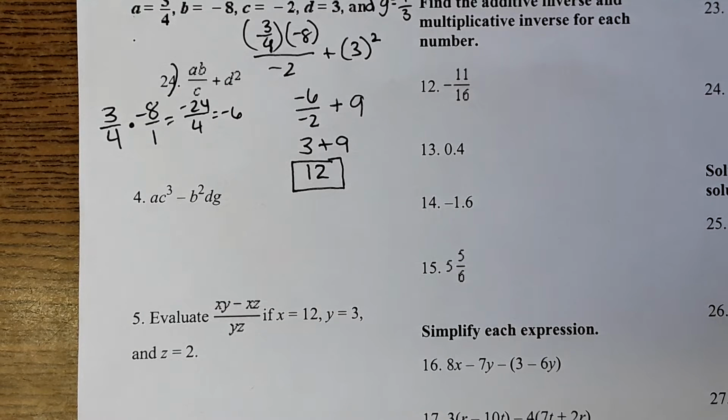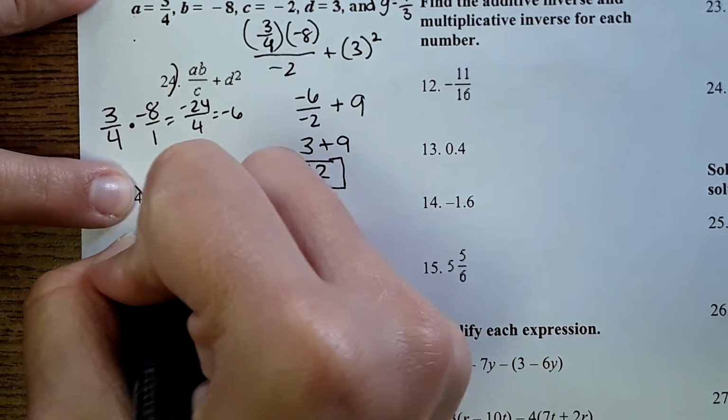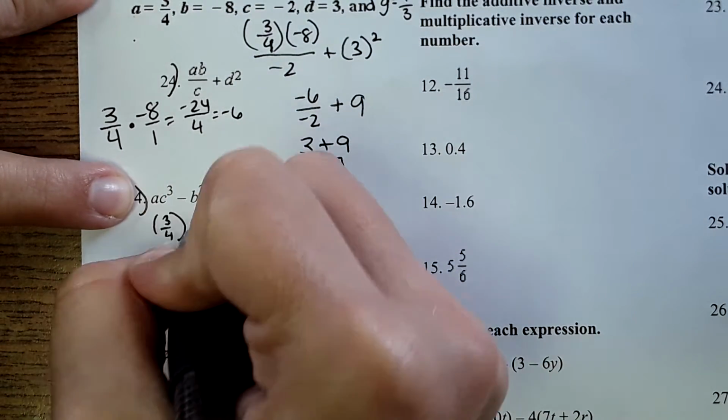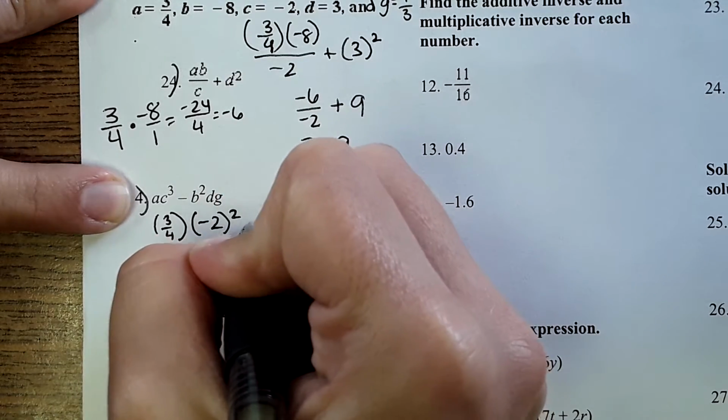Number 4, same. So -6 divided by -2 would give you +3. Oh, -2. Next one, plugging in values. A is 3/4. C, -2 squared.